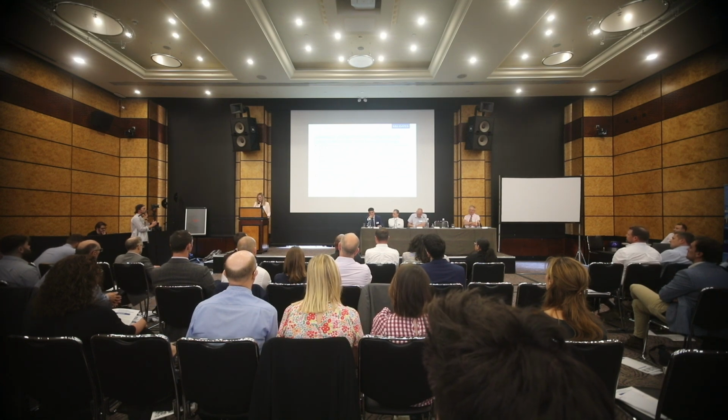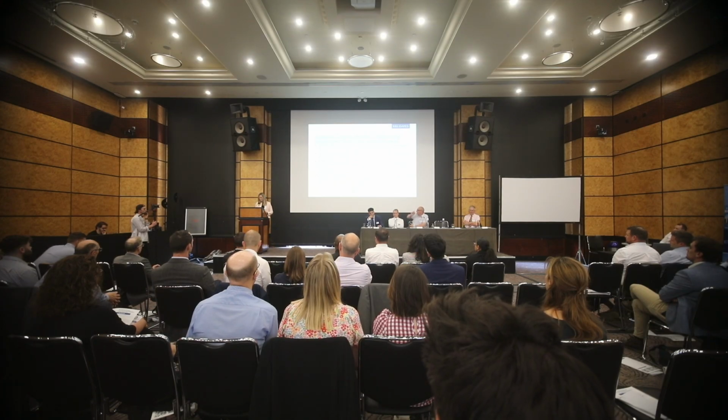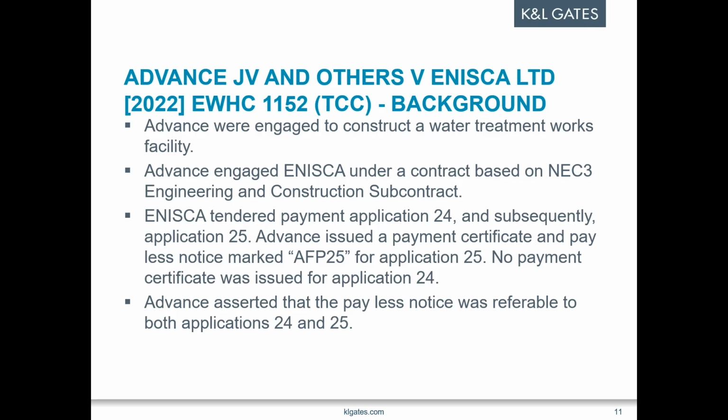On the 25th of November, which was 1 day before the expiry of the time window for the pay less notice under application 24, Advance sent a payment certificate which expressly said it was for the assessment date of the 19th of November, i.e. the assessment date for application 25. The assessment resulted in a zero payment. The pay less notice made reference to application number 25 as well.